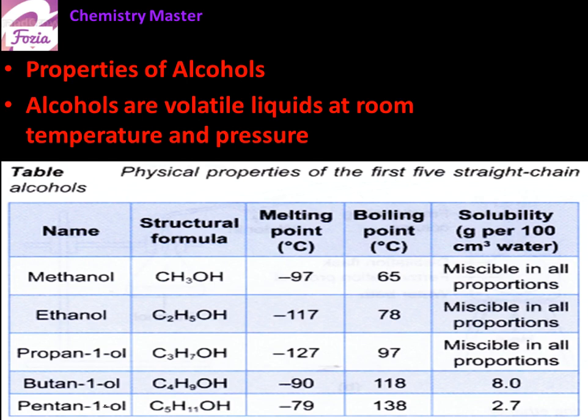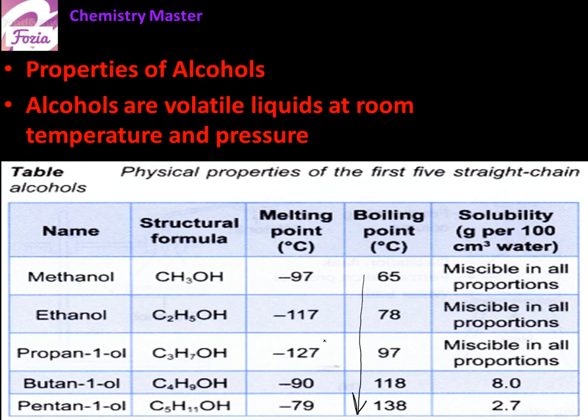Alcohols are volatile liquids at room temperature. Volatile liquids means they are easily vaporized, and they're liquids at room temperature because they have a very low boiling point as compared to water. That's why their volatility is very high. And as you see, when we look at the boiling points across the series, we find a regular increasing trend of boiling point. Why is this so?